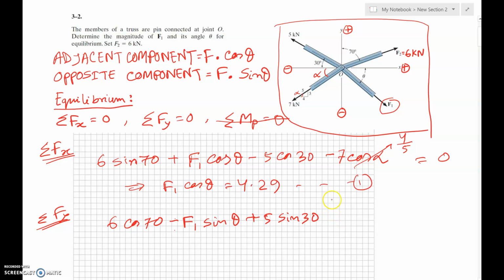And for this 7 kilonewton, the component of y is in the negative direction, so it's negative 7, and from the angle alpha, it is the opposite side, so it's sine alpha. Similarly, sine alpha is equal to opposite side divided by hypotenuse, that is 3 by 5, and the whole thing is equal to 0. We solve this and find F1 sine theta would be equal to 0.352 kilonewton.